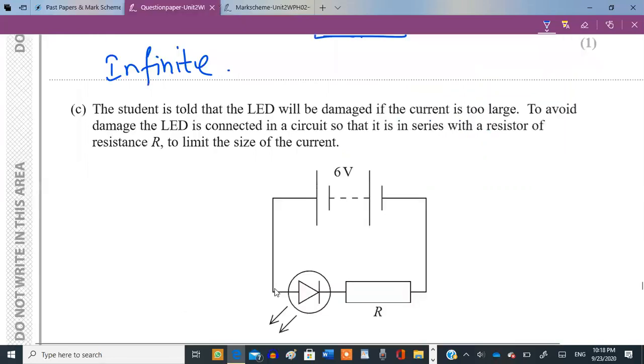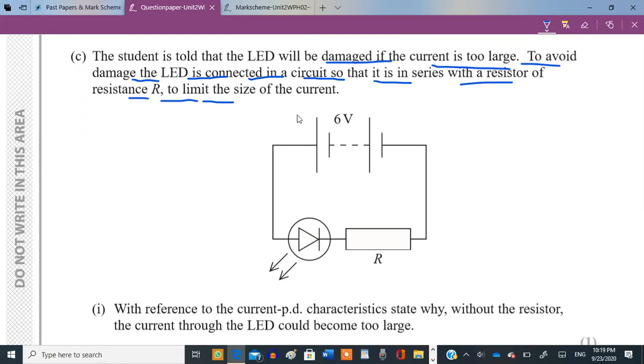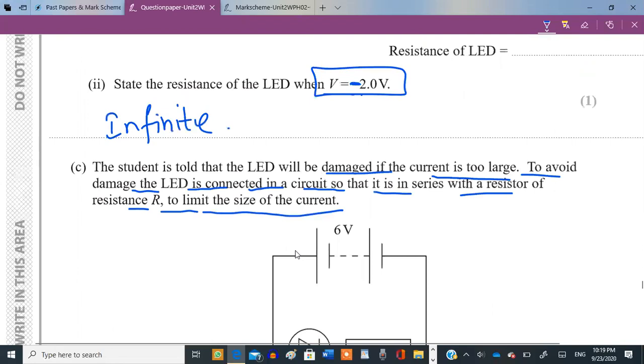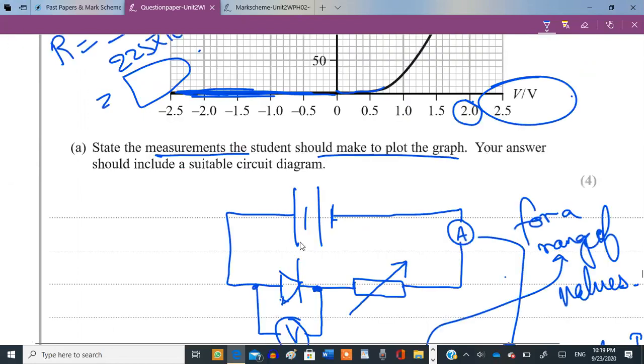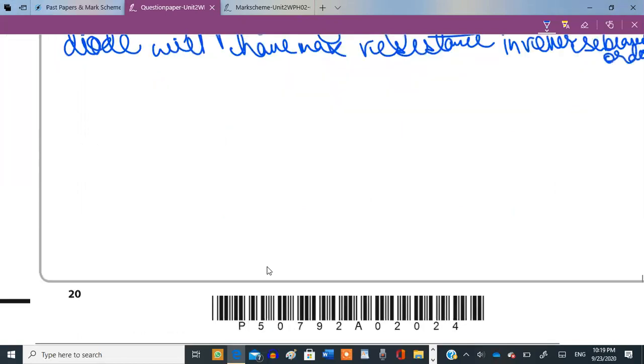Part C. The student is told that the LED will be damaged if the current is too large. To avoid damage, the LED is connected in a circuit so that it is in series with a resistor R to limit the size of the current. Okay, so we've got this. Actually, it's quite similar to our circuit diagram. And by the way, if you look at this symbol of LED, we didn't put in that symbol over here. So do put in that symbol as well: a circle with 2 arrows coming out representing the light.